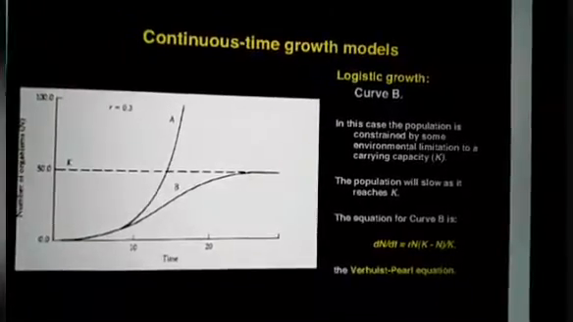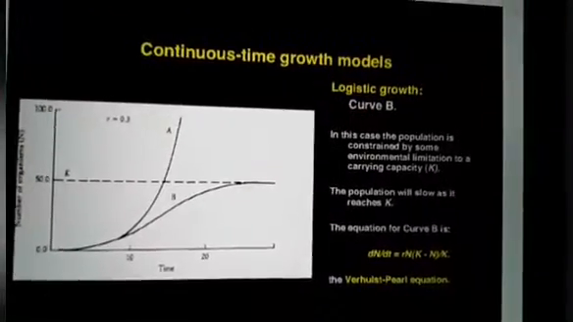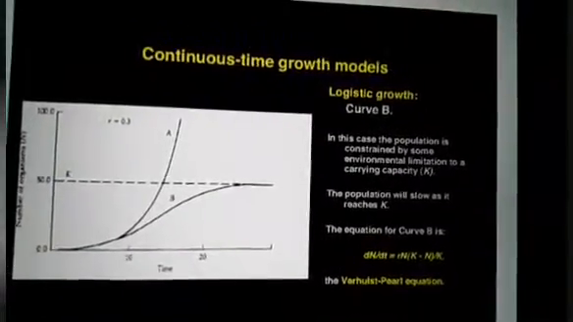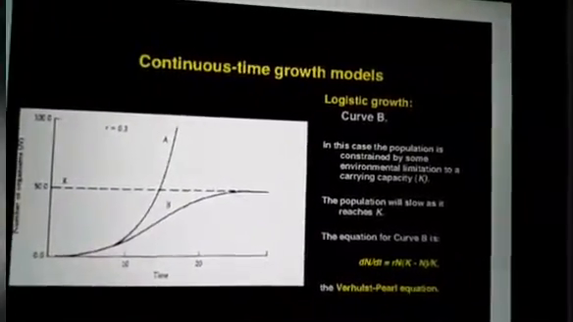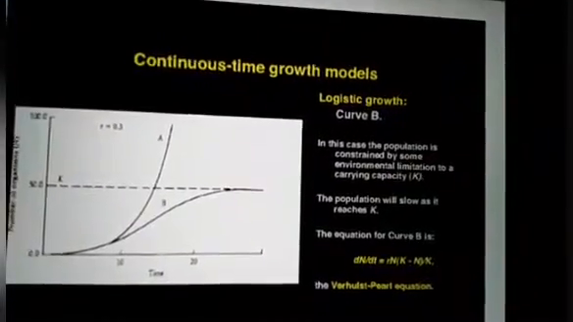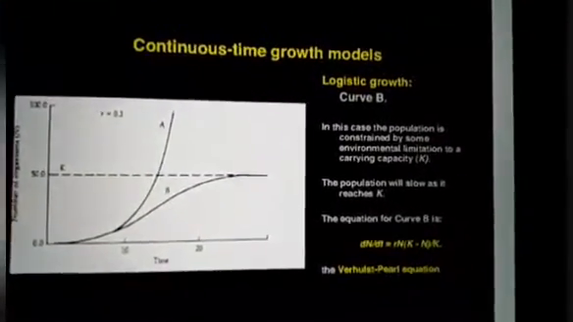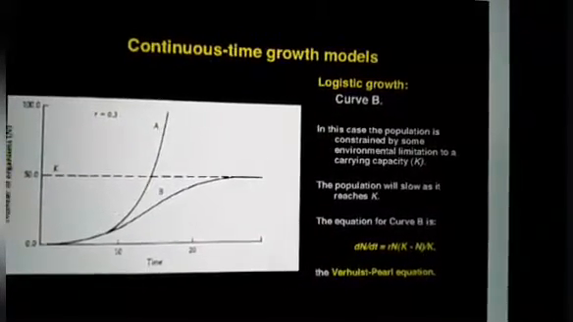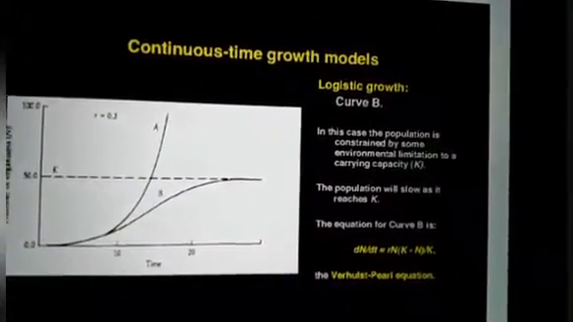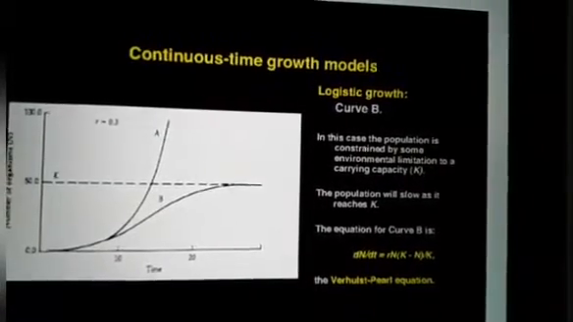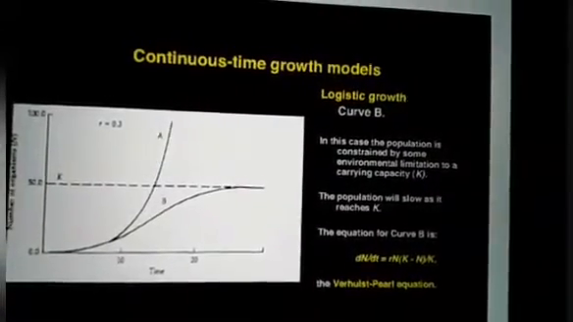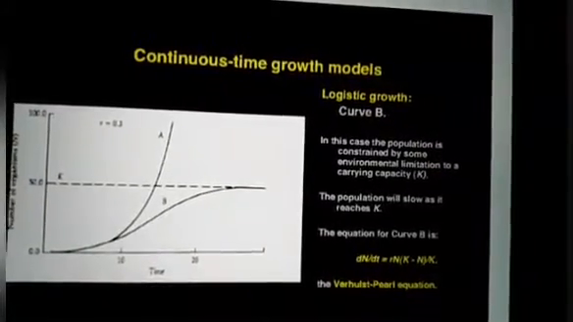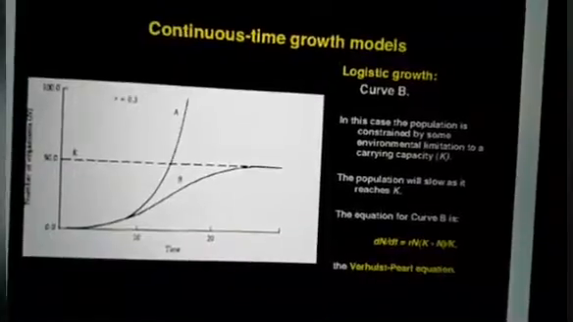So if the number of predators is too high, then the number of prey is less. And if the number of prey becomes less, then the number of predators will also decrease. So they need to stay in balance. The population will slow as it reaches K. So the equation for curve B is dN/dt = rN(K - N)/K. This is what we call the Verhulst equation.